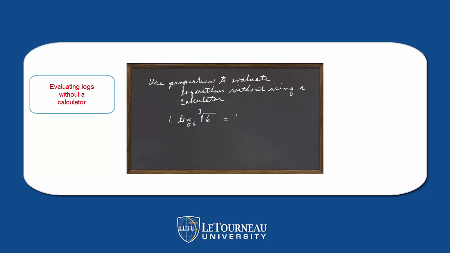Now, we can also use these properties to evaluate logarithms without using a calculator. How do we do that? Well, look what we did when we expanded. We know the log base 6 of 6 is 1, so that comes out 1/3. How about log base 2 of minus 4? Not possible. I cannot find the logarithm of a negative number.